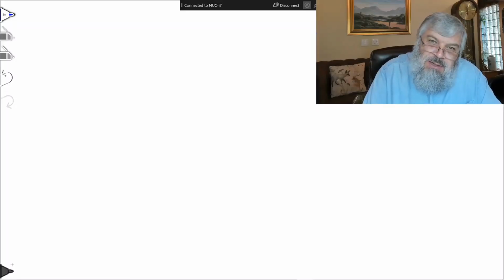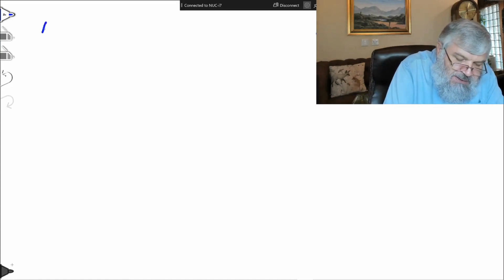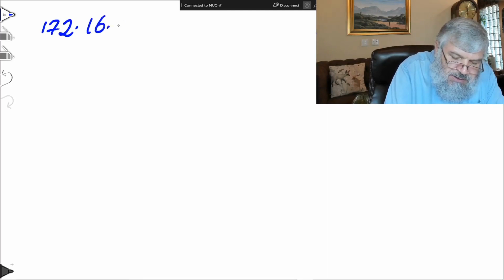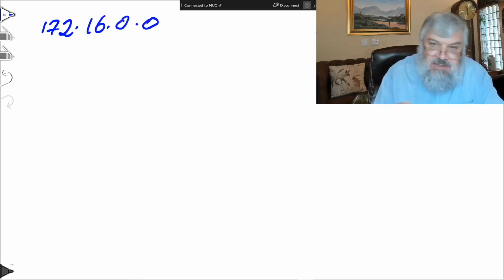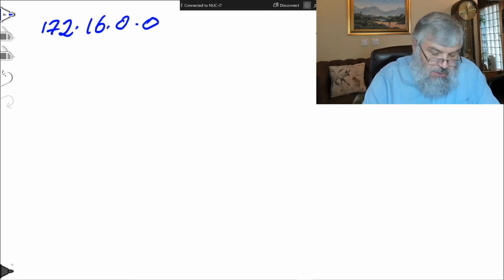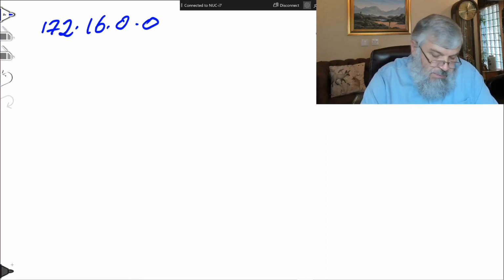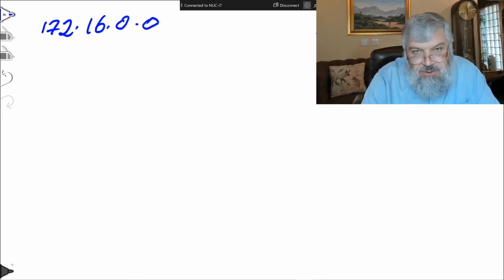Let's use a Class B address as an example to illustrate how subnetting works. Now, suppose that I've been given the address 172.16.0.0. That's my company's address. It, as you probably have seen, is a private address, so it's not one that would really be assigned to me, but for our purposes of illustration, that is good enough.